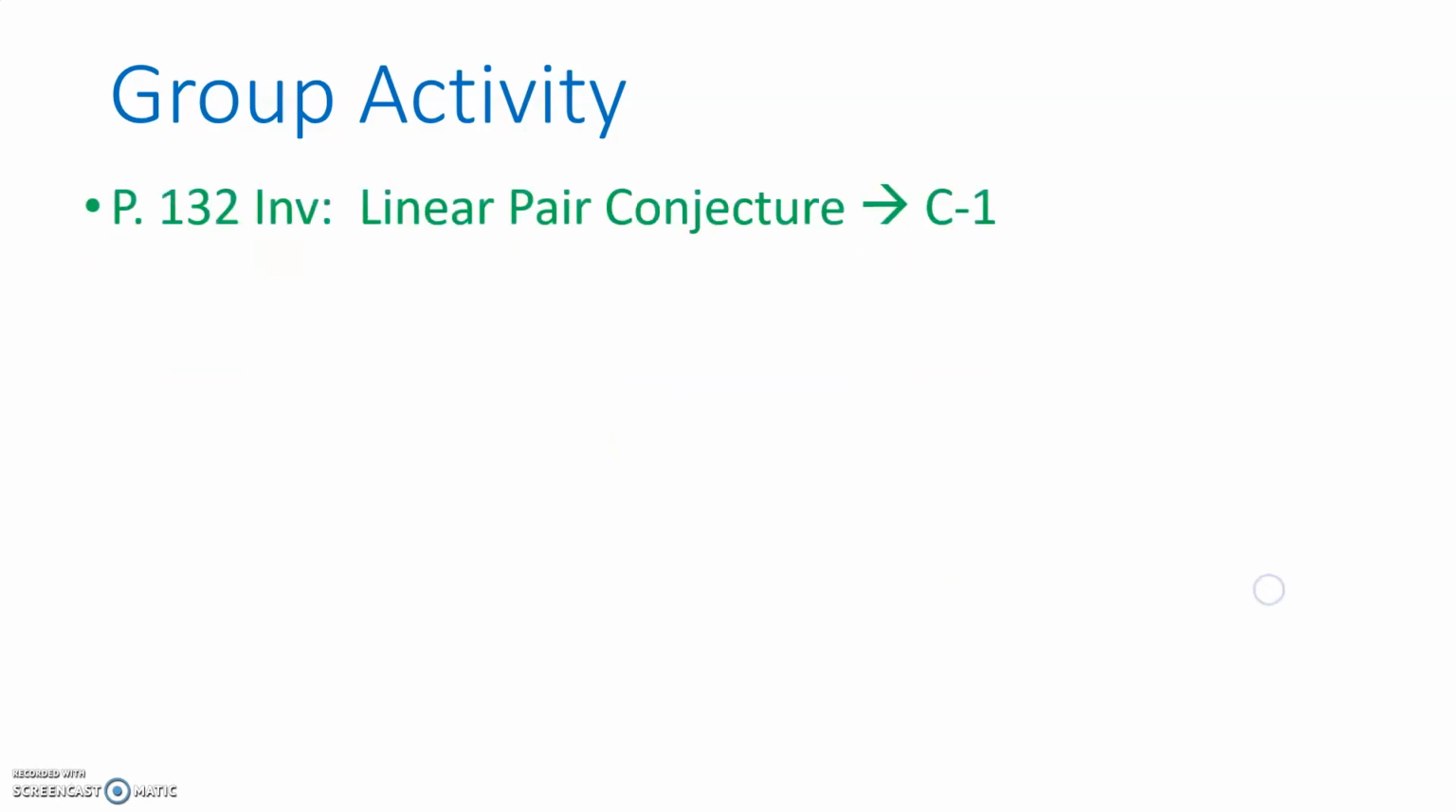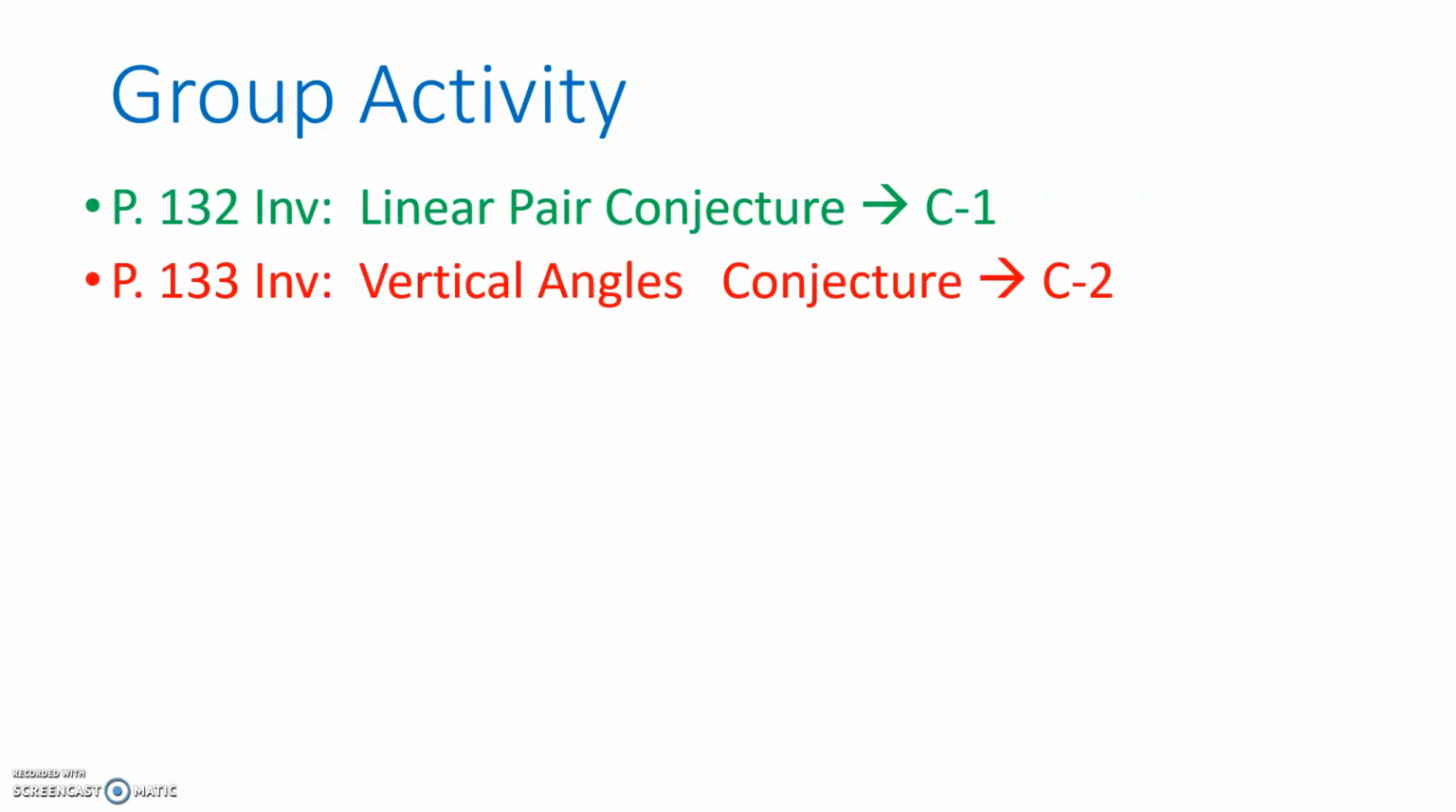So as a group, we're going to do page 132, investigation. Linear pair conjecture is going to come out of that. Conjecture number 1, our first official numbered conjecture for the year. On page 133, there's an investigation. And when you're done with that, it should lead you to create the vertical angle conjecture, which is conjecture 2.